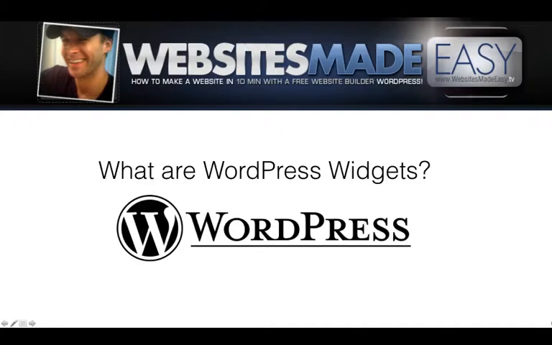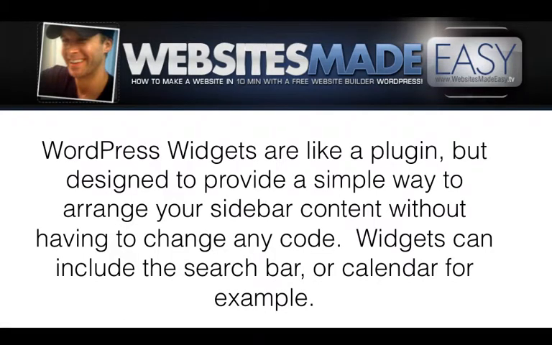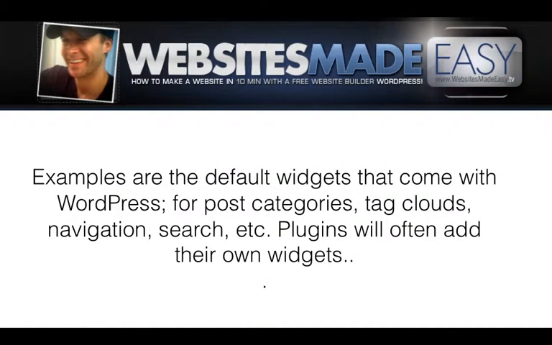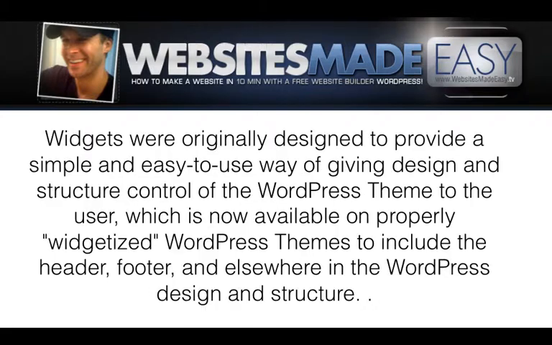I often get asked, what are WordPress widgets exactly? WordPress widgets are like a plugin, but designed to provide a simple way to arrange your sidebar content without having to change any code. Widgets can include the search bar or calendar, for example. Other examples are the default widgets that come with WordPress for post categories, tag clouds, navigation, the search, etc. Plugins will often add their own widgets.